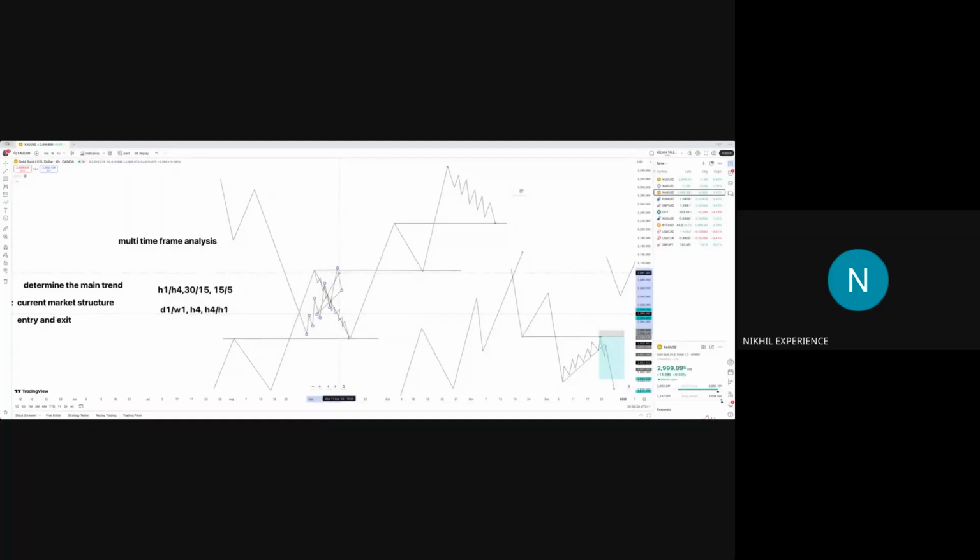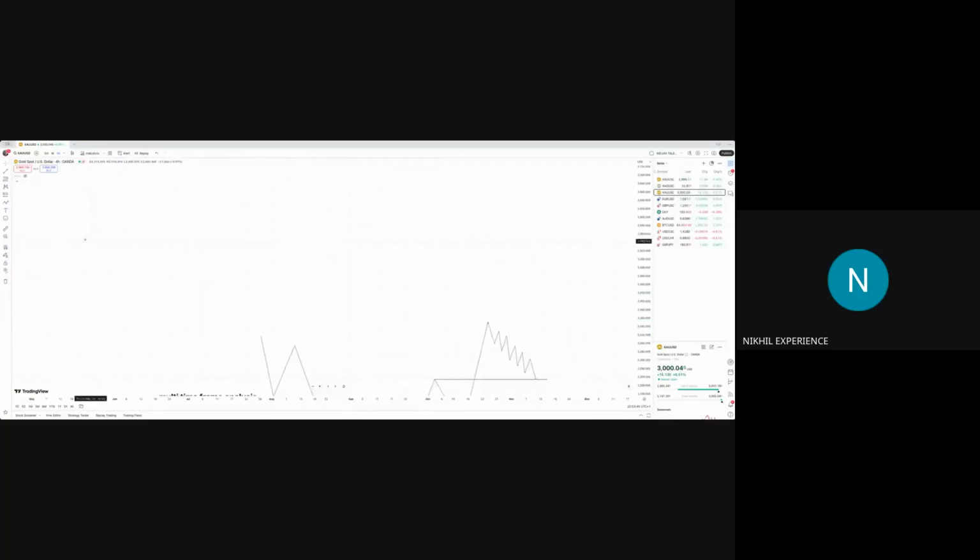Then from this trend, you can now go down to the current market structure, that is the 30 or the 15 minutes time frame. After you mark your key level on this 1 hour time frame, you go down to the 30 minutes time frame to look for when price is going to come down to those key levels. Why do I call them key levels? Support and resistance levels. Sorry, why do I call them key levels? Because these are areas where price is going to bounce or reject from.